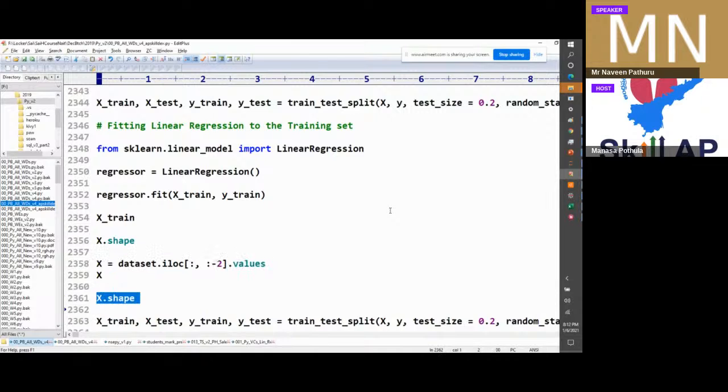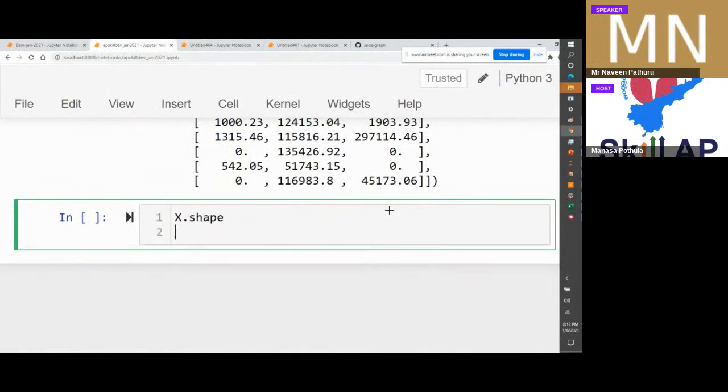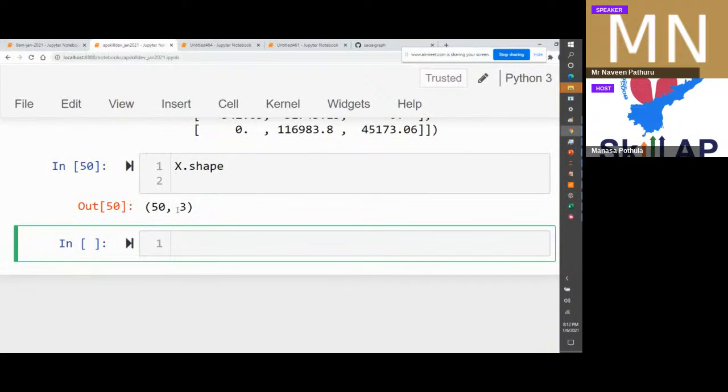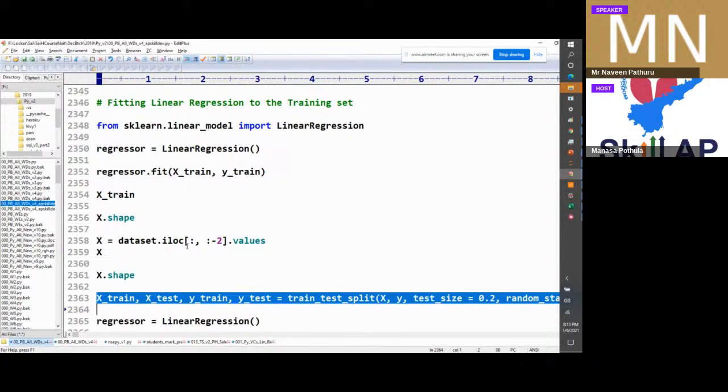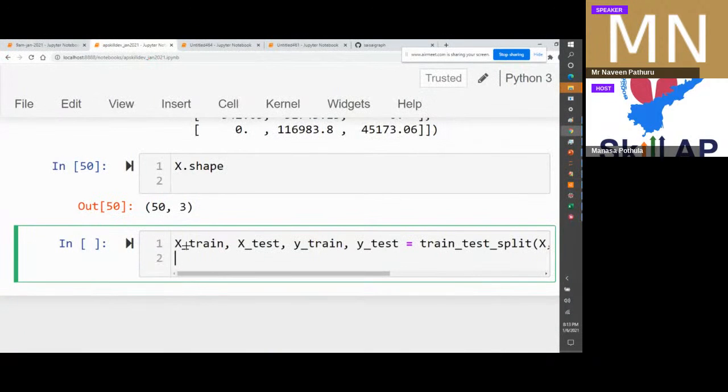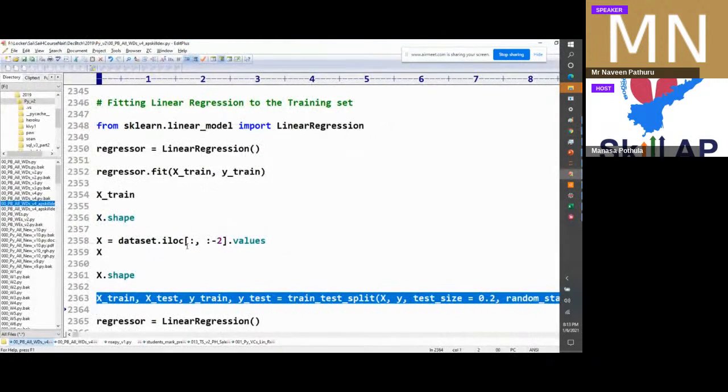Okay, let's verify the shape. Shape will give you the number of rows and columns. So notice it should have 3 columns. 50 is the total number of companies, and 3 is the number of columns we have. We have removed one independent variable, guys. Now what we'll do is the unpacking. One more time, the tutor is separating 80% and 20% of the questions and answers out of them.